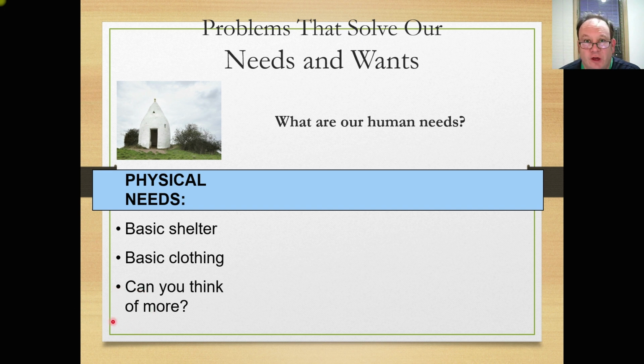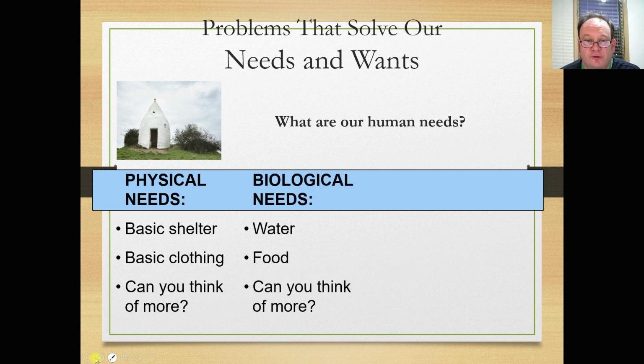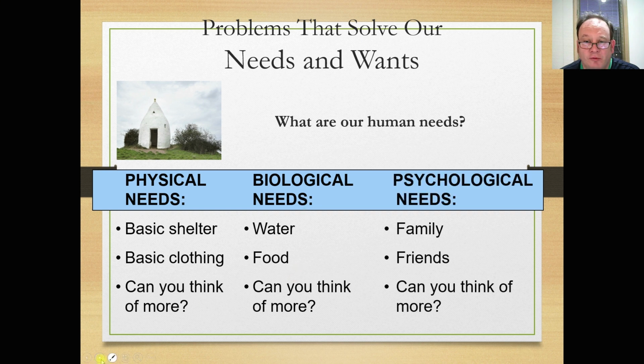These are things you've got to have. As I like to say, you can go 3 days without water and 7 days without food. These are biological needs. Psychological needs: we need family to protect us, family to provide for us. We need friends. Some recent reading and research that I've done says we have a physiological need to be social, to be connected to people. Okay? So these are our needs.